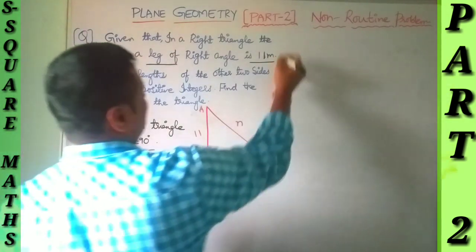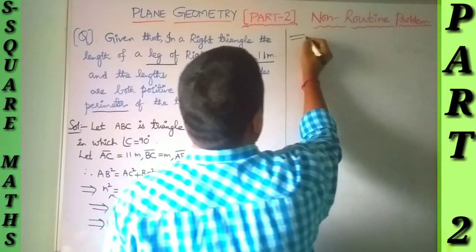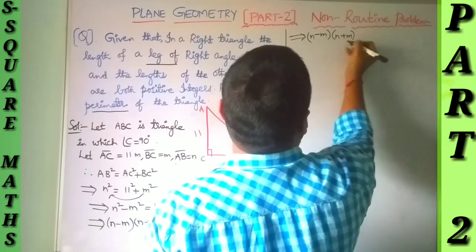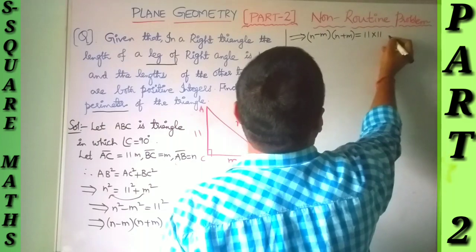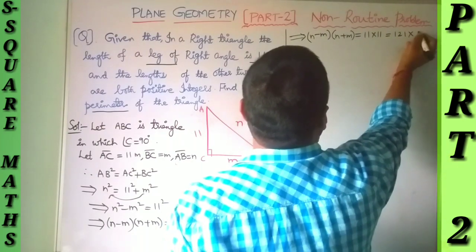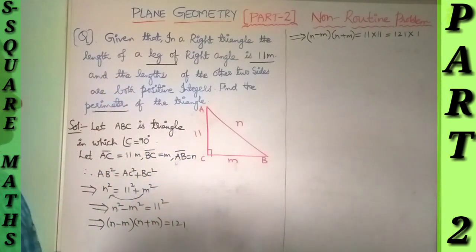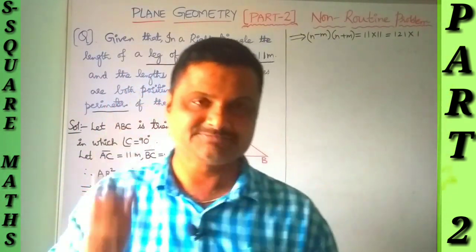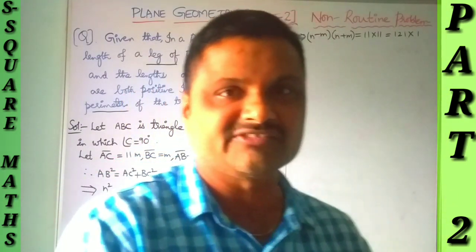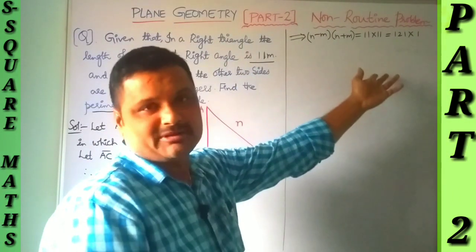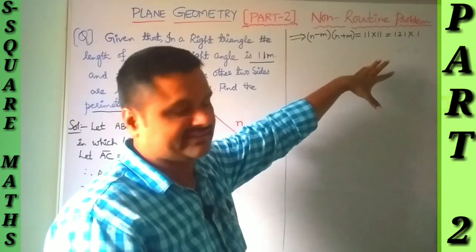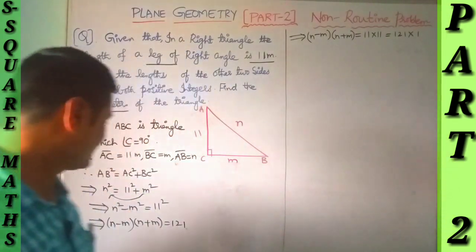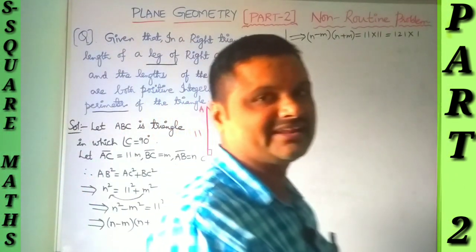Okay. So this implies now I can write here n minus m into n plus m is equal to 11 into 11 or 121 into 1. 11 elevens are 121, and 121 into 1 or 1 into 121 is nothing but 121 itself. So 11 is a prime number, so there are no other possibilities, 121 into 1 or 1 into 121. So under these circumstances we have to go through the values of n and m.